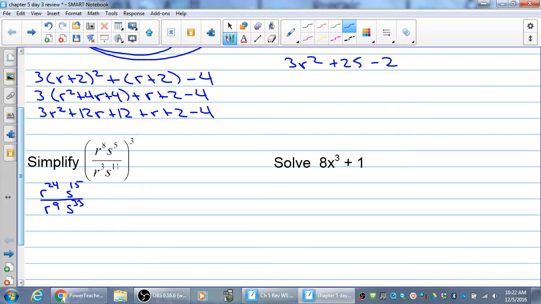Now, if there's 24 on top and 9 on the bottom, there's going to be 15 left on the top. 9 of those will cancel. And then we'll have s to the 16th in the denominator. There's 16 more in the denominator. You got a question? No. You sure? Ask me later if you still have one, all right?